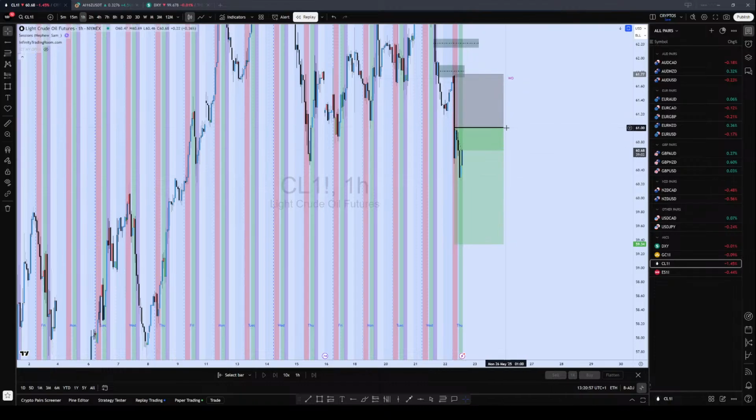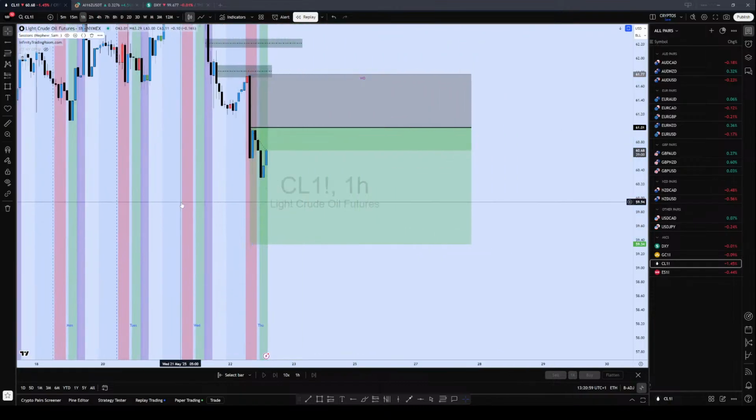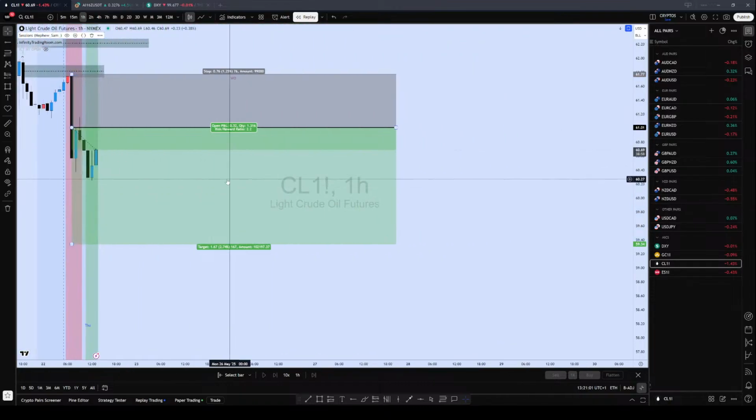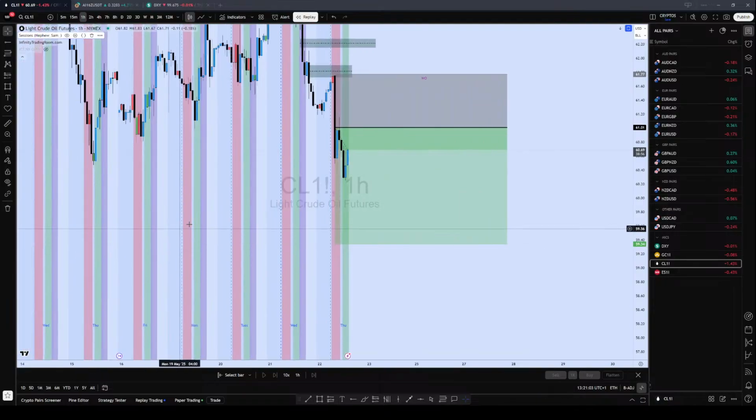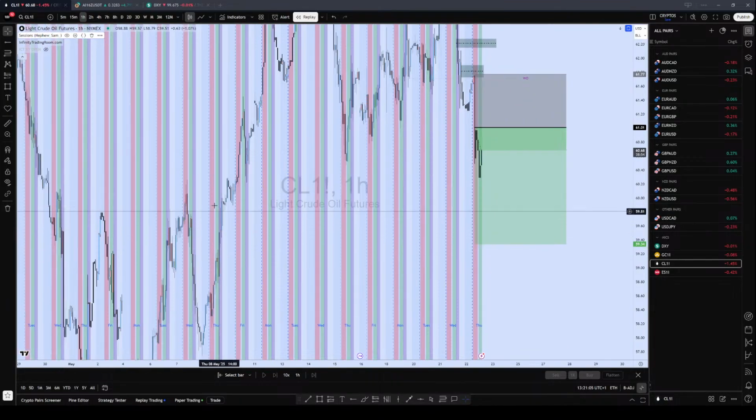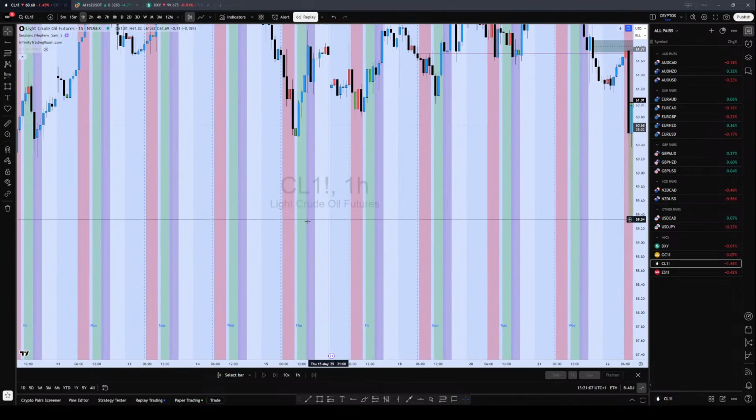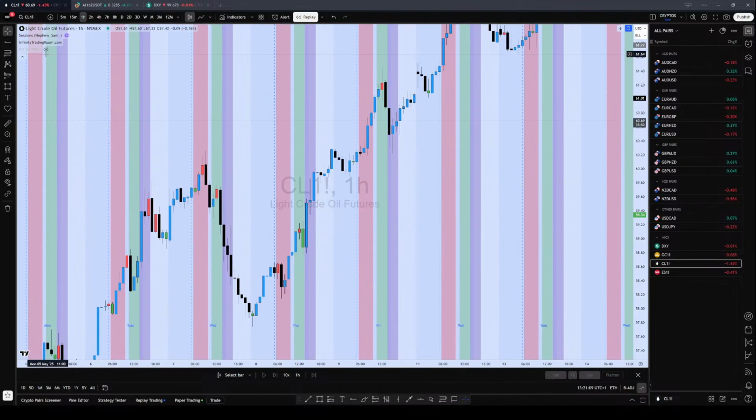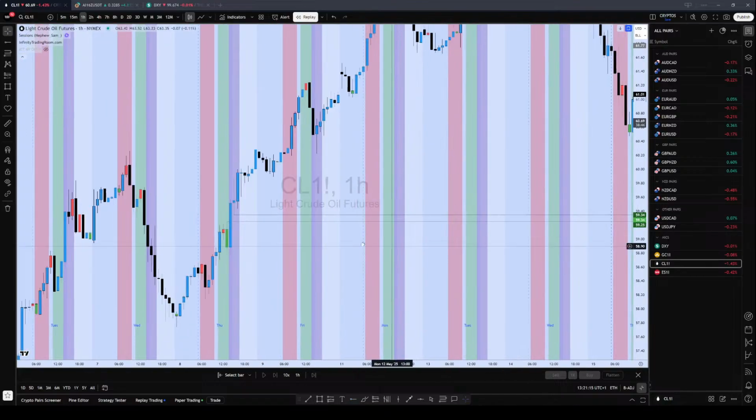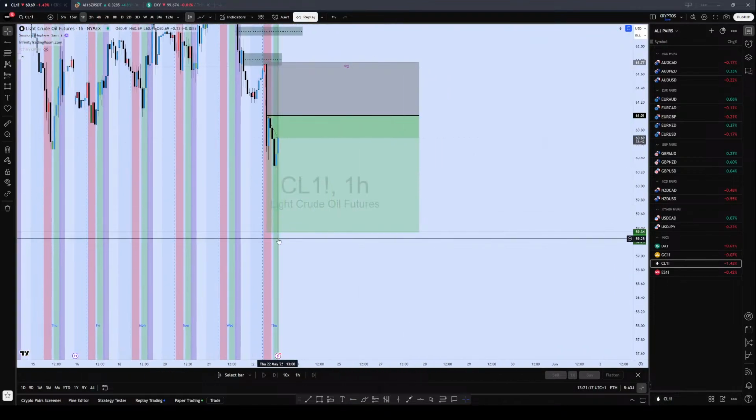So there's still room to the downside, and this New York session you want to look for a continuation to the downside to this area here. Let me zoom in. This level, that's where we are targeting. So during this New York session, which is from 2, look for a move to that level.